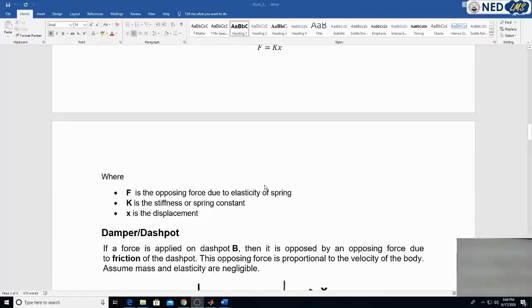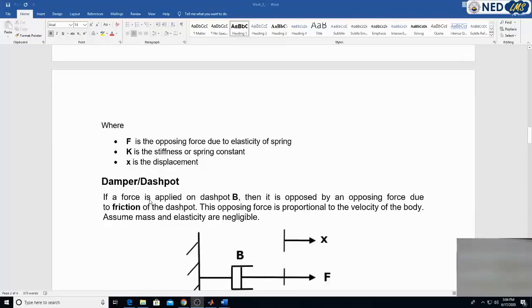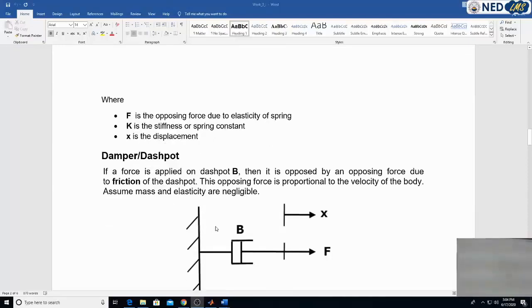The third basic element which you can see in any translational system is the damper. Damper is basically the friction, or we can say the dashpot. Basically, the damper represents the friction of the system. If a force is applied on a dashpot, this is the friction of any body. Whenever the mass slides, it will face friction, and this dashpot or friction is also one of the major parts which you can visualize in any mechanical translational system.